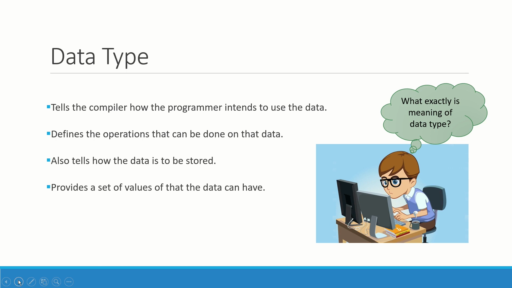This is necessary because different data types require different amounts of storage in the main memory. Say, for storing an integer value, we require 2 to 4 bytes, whereas for storing a character value, we require 1 byte. It also provides a set of values that the data can have. Say, for the character data type, we can have alphabets as the value, and for the integer data type, we can have positive integers, negative integers, and 0. We will discuss the sizes and ranges of each data type in an upcoming slide.